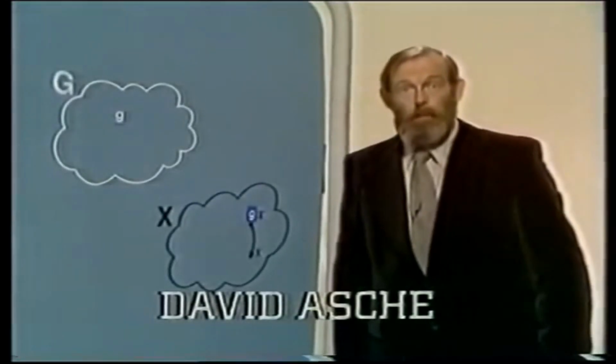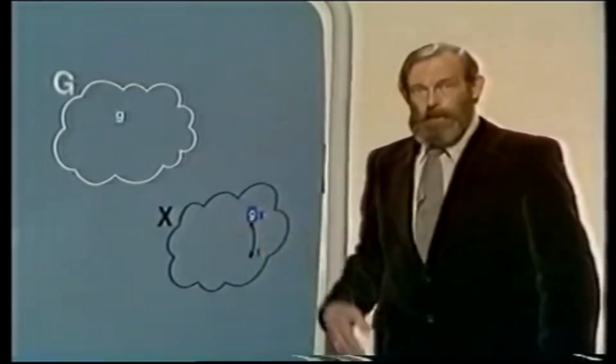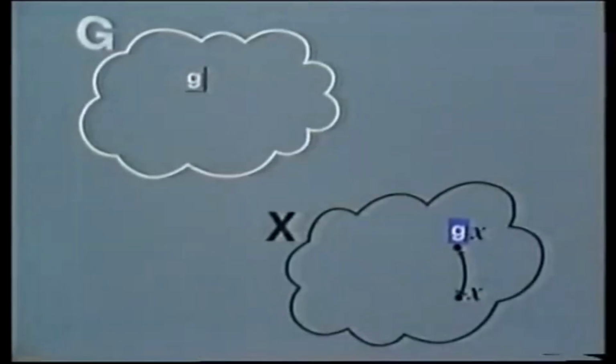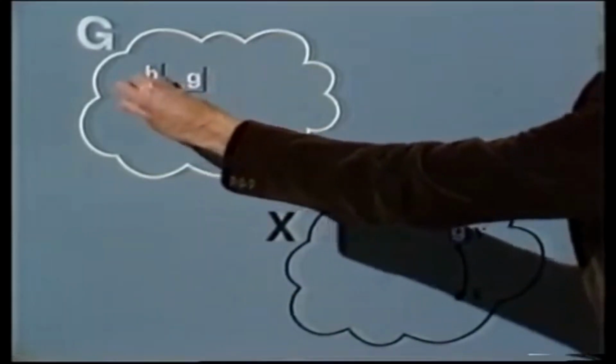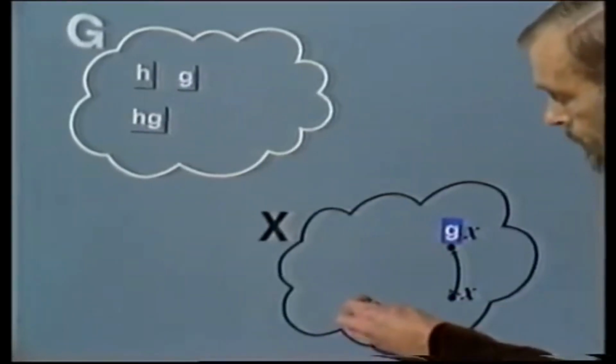Well, that's an abstract picture of what we're going to be looking at today. Here's what you've just seen. Notice how I've represented the action of the group element g by this g in the box. Here's another element h of our group. And here's the product hg, which is also an element of the group. Let's suppose that hg takes x to this point.